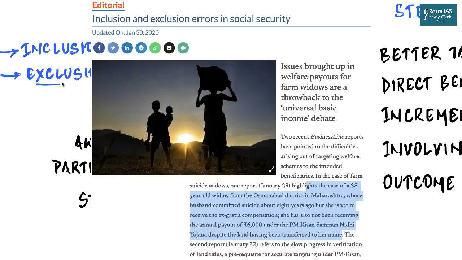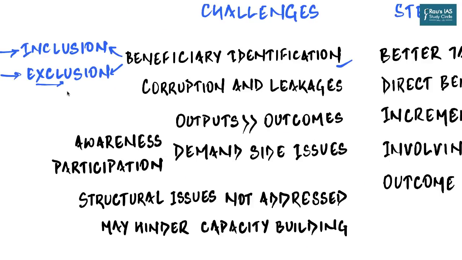Now, exclusion error means that a lot of people who should be getting the benefit are not being able to get the benefit. They're not able to derive the benefit out of these welfare schemes, and that is a problem because they are the ones who should be getting it to start with. At the same time, we know that the status of a beneficiary is a dynamic concept.